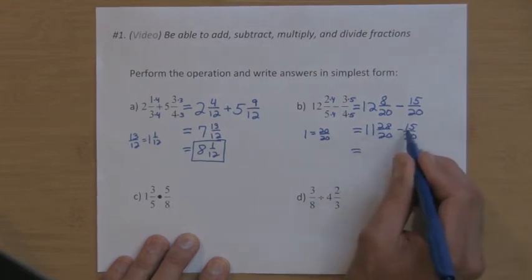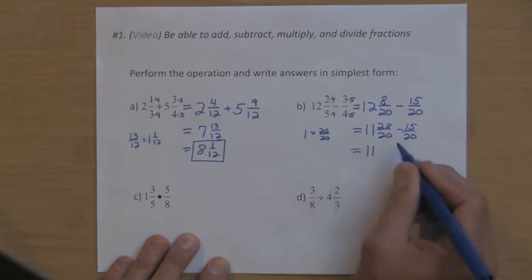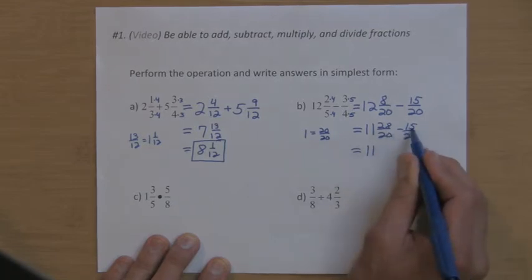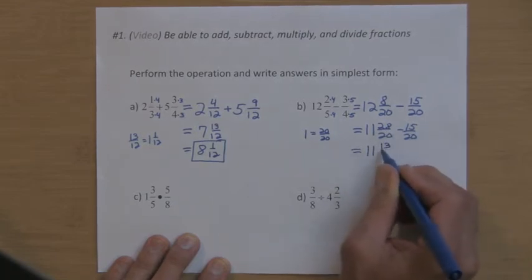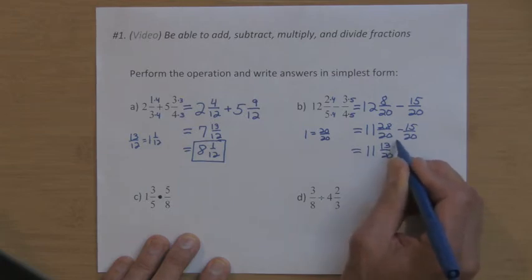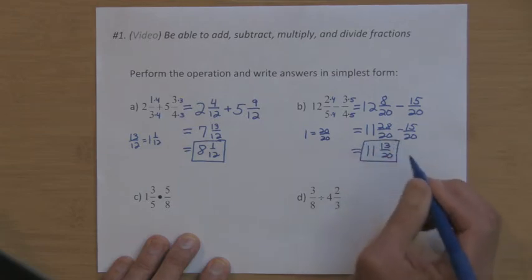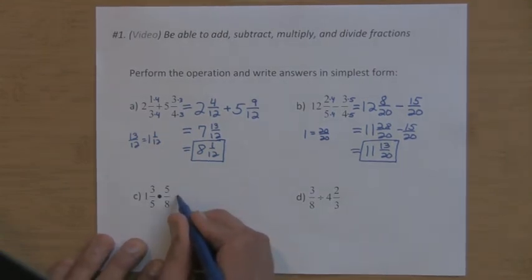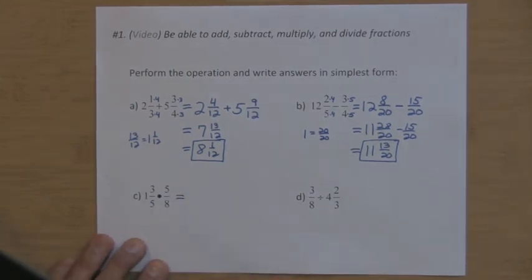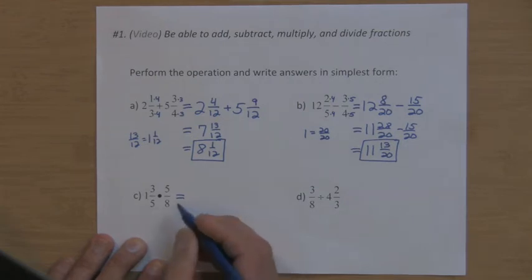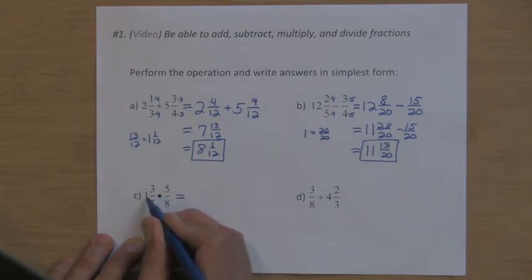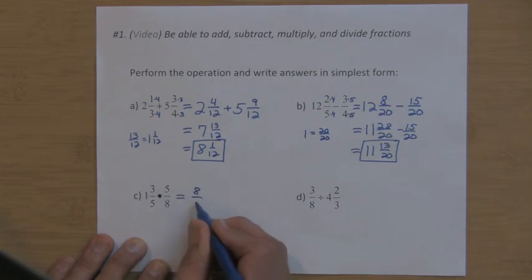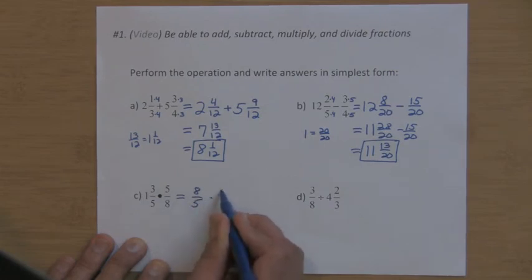So 11 whole minus no whole part here is 11. And 28/20 take away 15/20 is 13/20. And that is my simplest form answer. The next one, 1 3/5 times 5/8. Multiply fractions and mixed numbers, they all must be in fraction form. So 1 3/5 is 5 times 1 is 5 plus 3 is 8, 8/5 times 5/8.